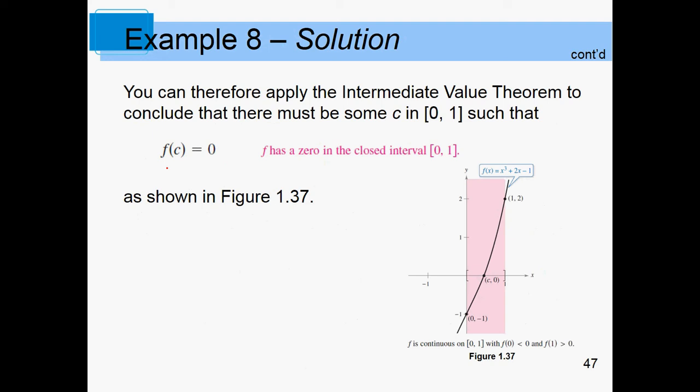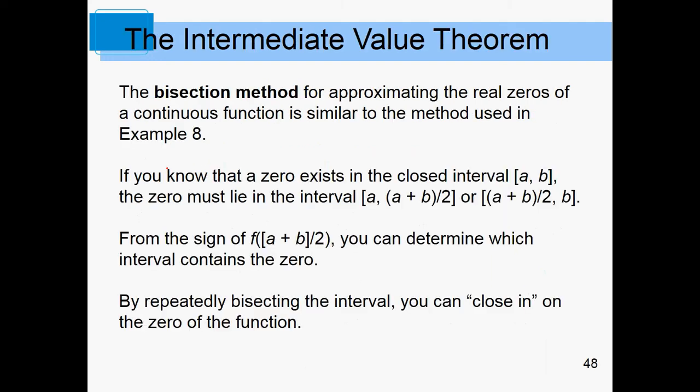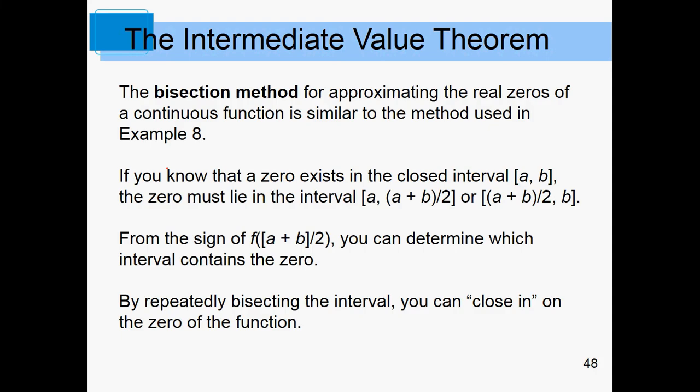So then I can test that, and I can bisect it and half it and try two more values and say, well, is this positive, is this negative? And once I can narrow it down enough, I can get an approximation. Now, this could be a 40-step process depending on how accurate you want to be, but it can be done repeatedly over and over and over again. We'll close in on that. So what I want to do is find that.